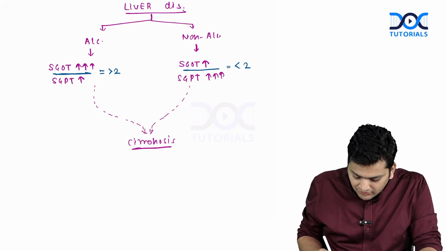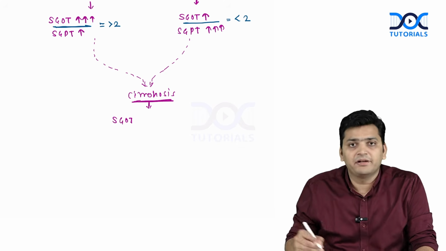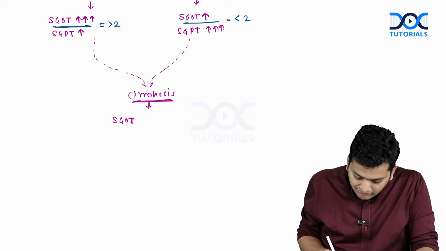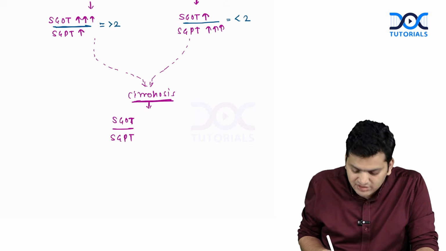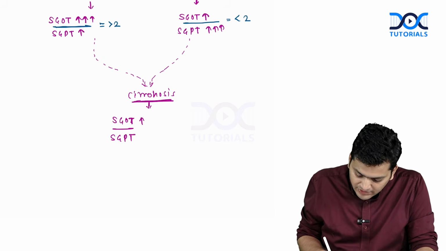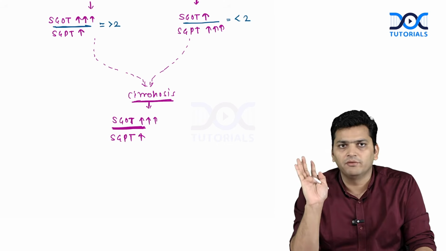If cirrhosis develops, whether it is alcoholic or non-alcoholic, because hepatitis B can also lead to cirrhosis, and alcohol can lead to cirrhosis, can you tell me which is more in a cirrhosis patient, SGOT or SGPT? In a cirrhosis patient, it is SGOT which is going to be more than SGPT. So whether it is alcoholic or non-alcoholic cirrhosis, SGOT will be more.